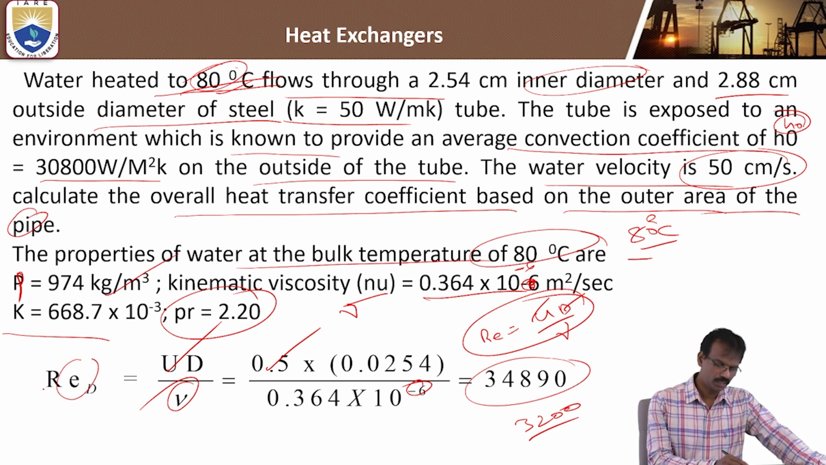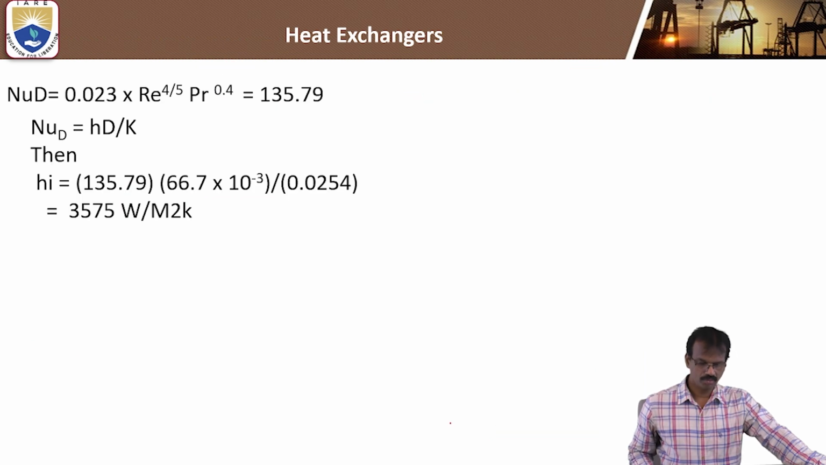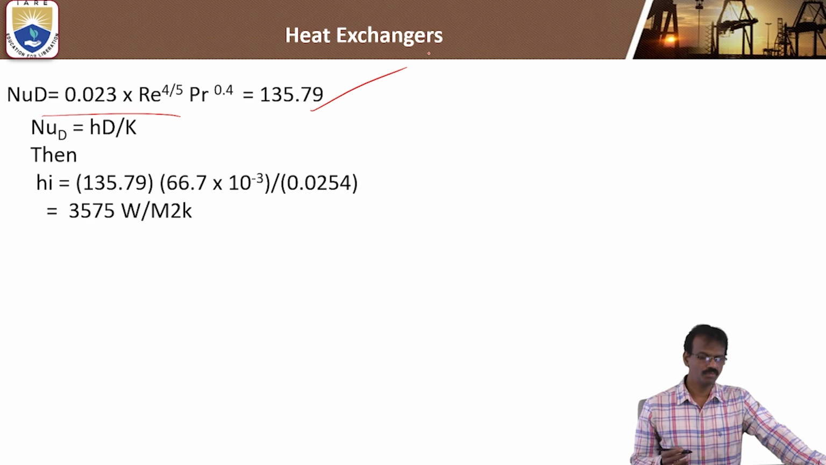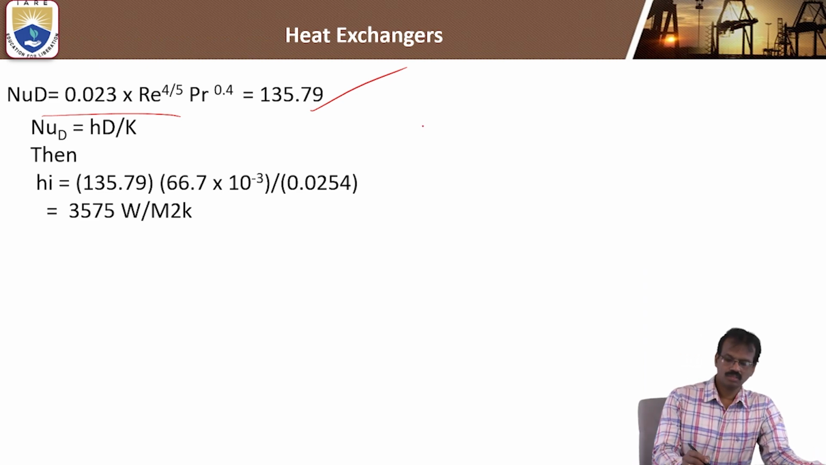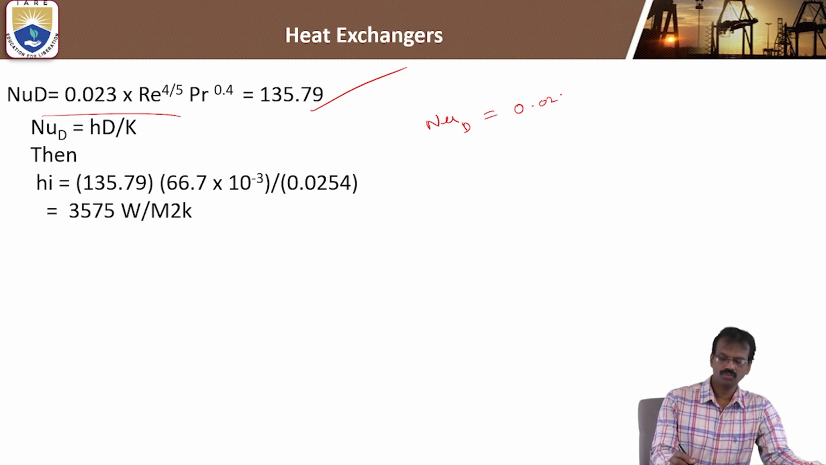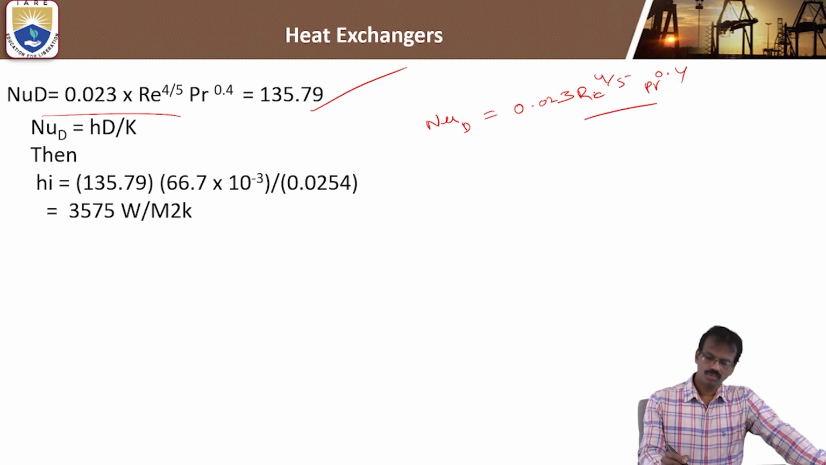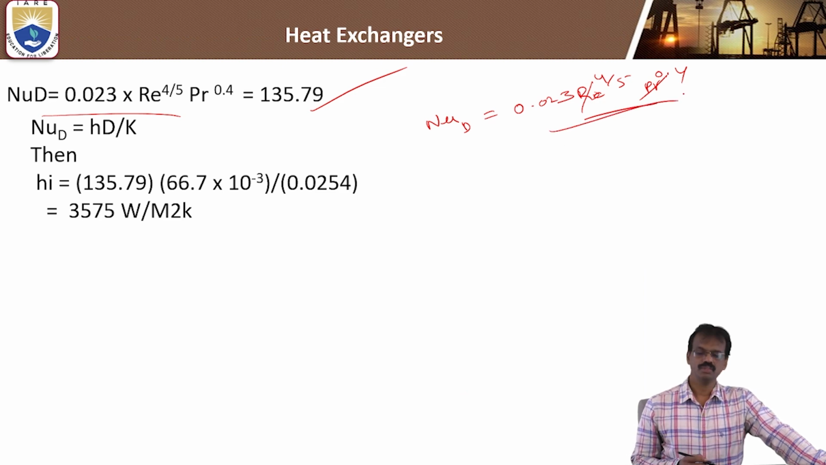By using this Reynolds number and turbulent flow, you can choose the formula based upon the data book also. So this Nusselt formula with respect to D is equal to 0.023 Re to the power of 4 by 5 Prandtl to the power of 0.4. You know the Reynolds value, you know the Prandtl number value. If you substitute those values, you can find out the Nusselt value, so 135.7.